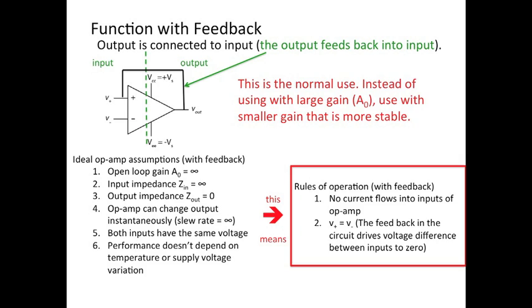Once we identify that feedback, and we make these assumptions, the ideal op amp, then there are these basic rules. The basic rules are no current flows into the inputs, so no current flows into V plus or V minus at the op amp. And then if there's feedback, it's going to change the output until V plus is equal to V minus, or the non-inverting input voltage is the same as the inverting input voltage. And so that's the basic function.